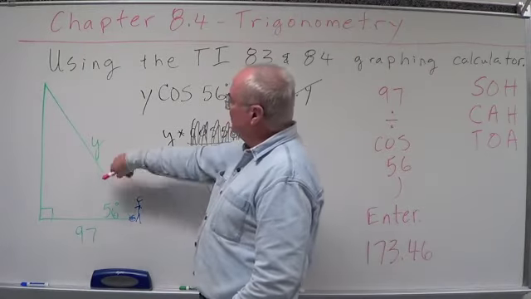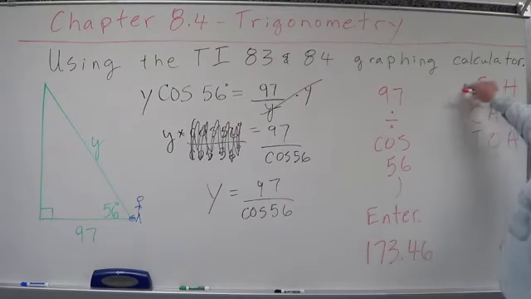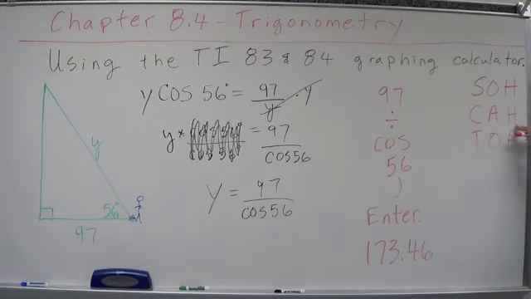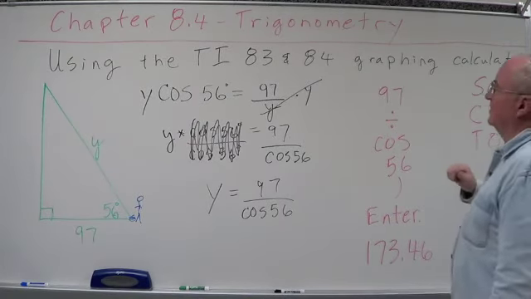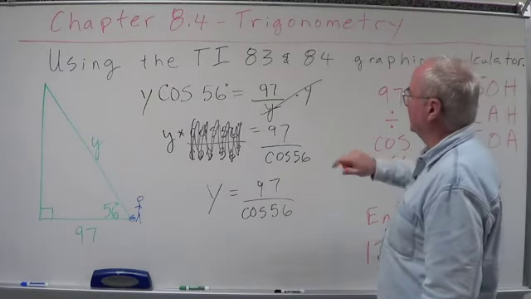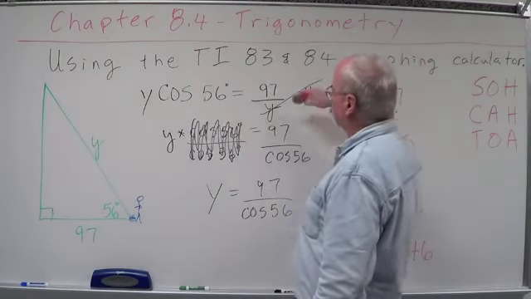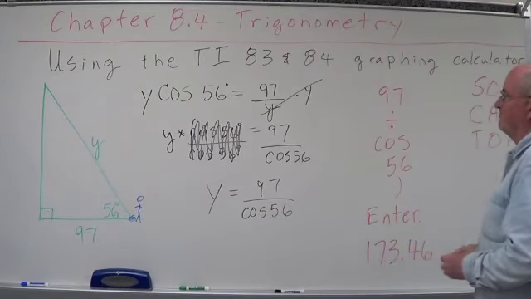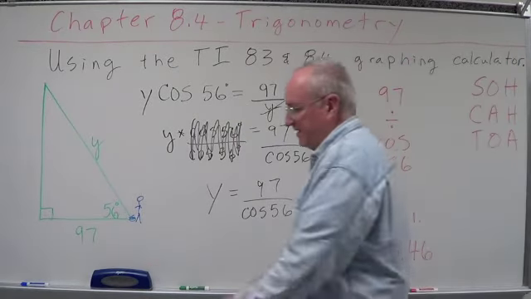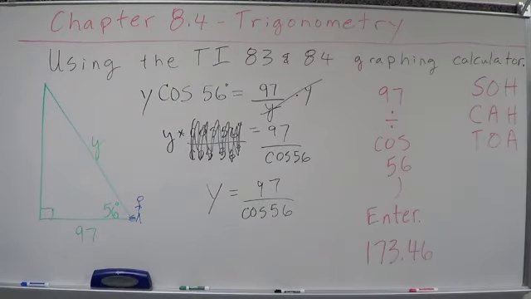You have adjacent, you have hypotenuse. Which one is that? SOHCAHTOA? Adjacent hypotenuse is a CAH. Okay, so that's a cosine. So we're going to be doing a cosine calculation, and here's how we took care of doing that. All right? Okay, let's do one that involves the sine.